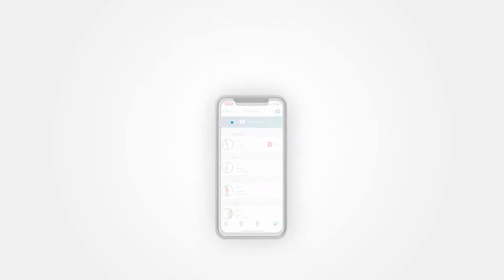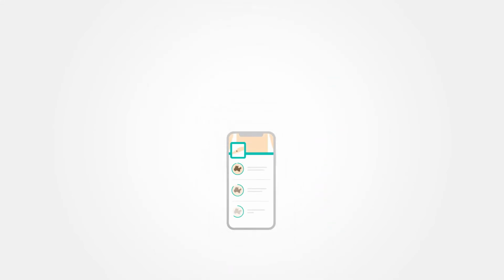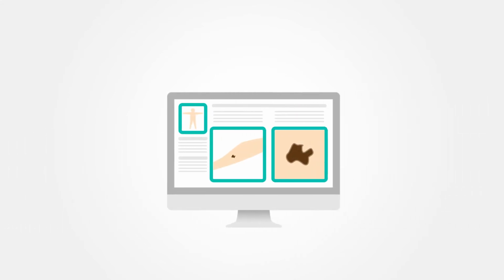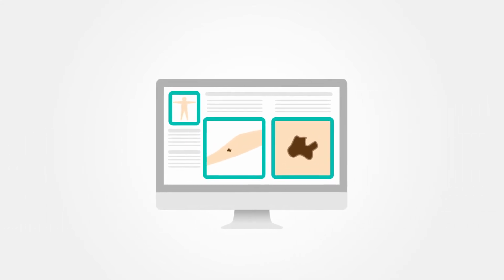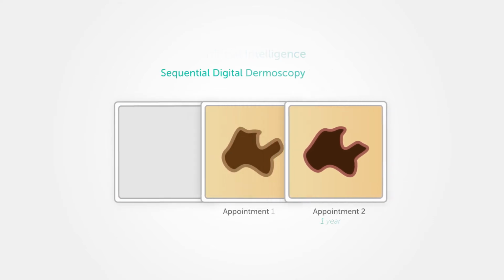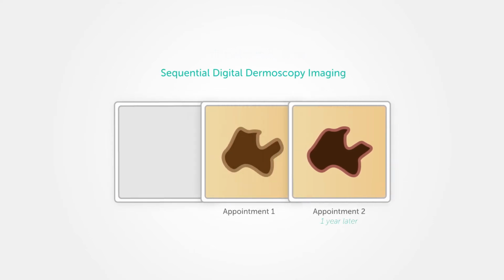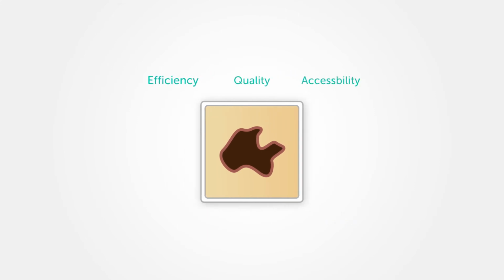Whereas the app is great for imaging and on-the-go tasks, the DermEngine web platform is specifically designed to help you gather deeper insights while analyzing your patient's images. Combined with AI for clinical decision support, DermEngine optimizes sequential digital dermoscopy imaging. Working together, you'll get the most out of all of the different features while achieving maximized efficiency, quality, and accessibility. Let's take a look at the computer where your images and patients are ready to go.